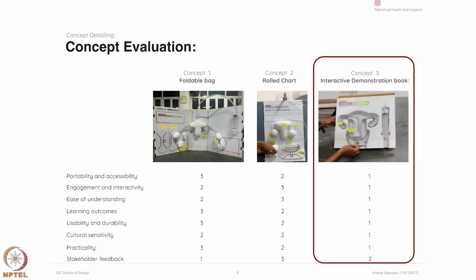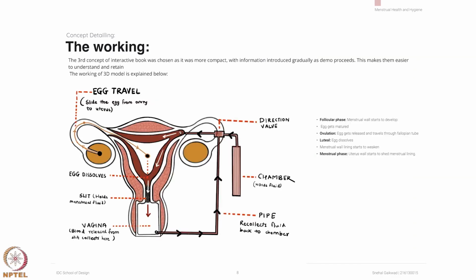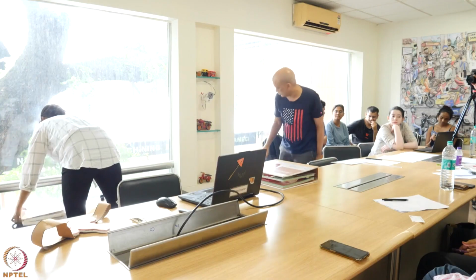Then the second one was how this will work. So first I'll show the follicular phase, where the egg will travel from the ovary through the fallopian tube. In the next step, we'll fill the chamber over here with liquid, and then after the luteal phase, we'll remove this plunger from here, and then the wall lining will break. That will indicate menstruation.